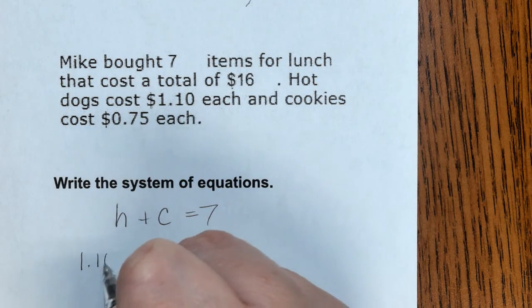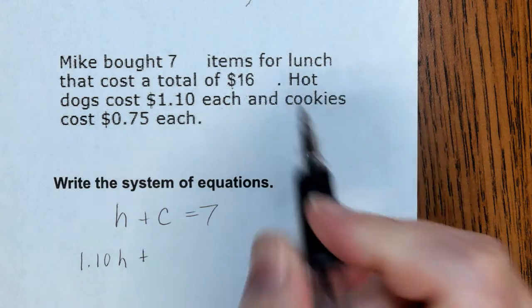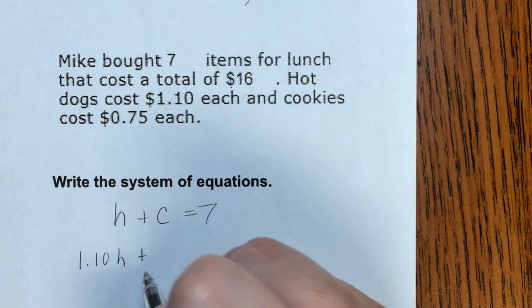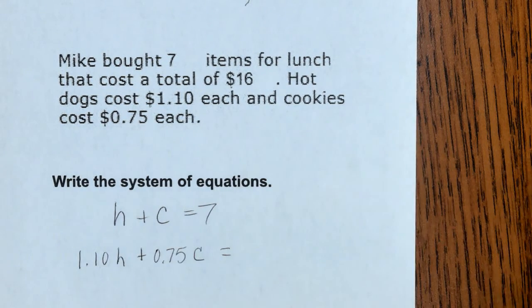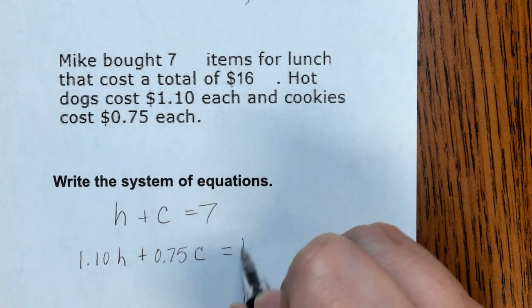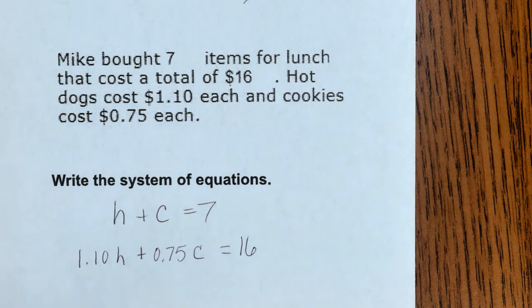Okay? And if you look, hot dogs cost $1.10. So $1.10 for hot dogs. And cookies cost 75 cents. So 75 cents for cookies. And he spent how much money? 16. So there's our system. Okay? You don't have to actually solve this one. Okay? That was our last one on the review. Remember, your questions aren't necessarily identical, so don't just automatically pick the answer you had on your review. Do the process.